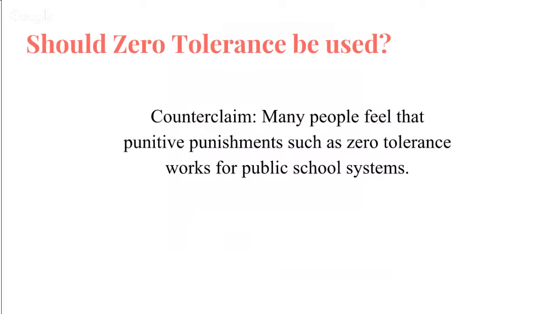Many people feel that punitive punishment, such as zero tolerance, works for public school systems. Zero tolerance policies are a fast-acting intervention that quickly remove difficult students and send a clear message to all students of what is acceptable and unacceptable behavior. Zero tolerance policies help with classroom management and keeping the workplace safer. Because of zero tolerance policies, convicts are less likely to reoffend because zero tolerance catches them early on in the escalating cycle of crimes. Overall, zero tolerance is a necessary and effective school-wide behavior system.